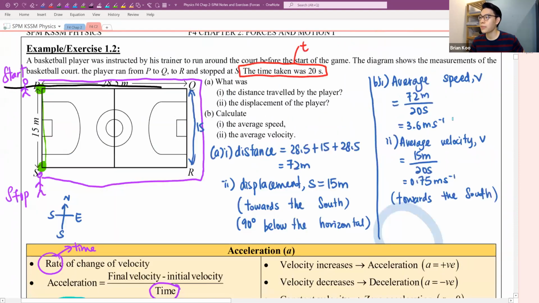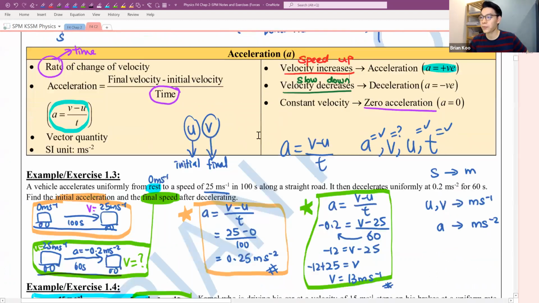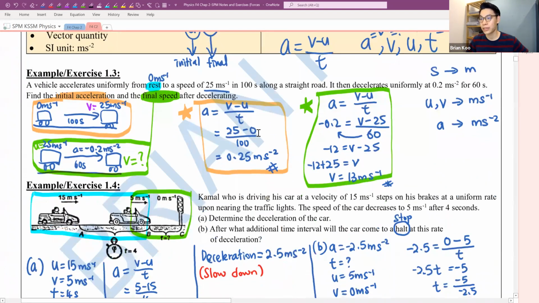Acceleration increase means positive value. Okay, you can jot down yourself here, use red pen, blue pen, whatever. This is called speed up lah. Velocity increase means speed up. Velocity decrease means slow down. Okay, slow down. Speed up, acceleration positive. Slow down, acceleration negative. Okay, it's that simple.